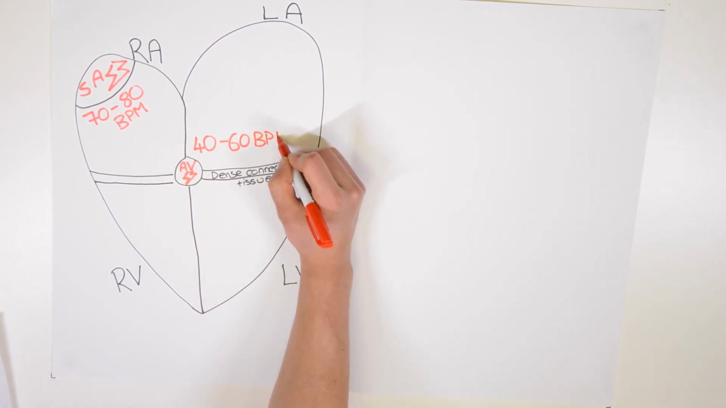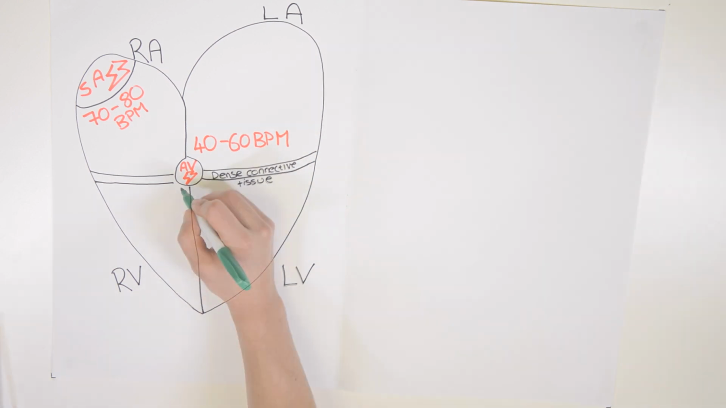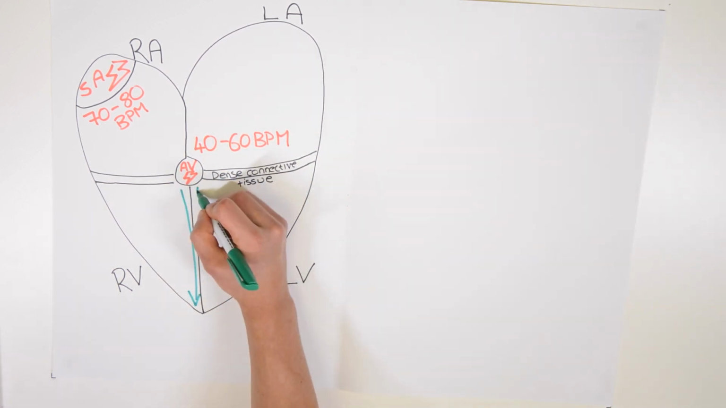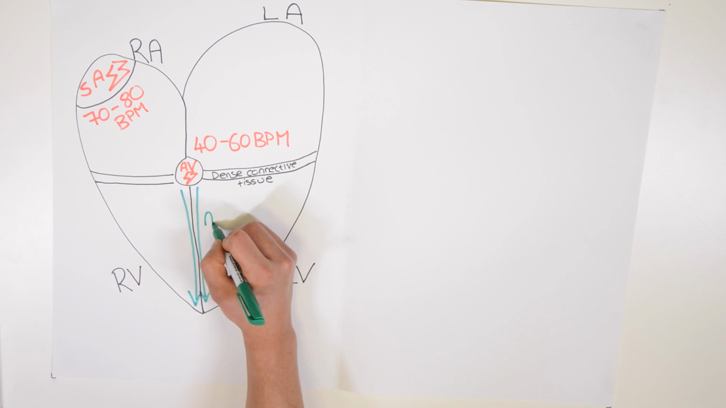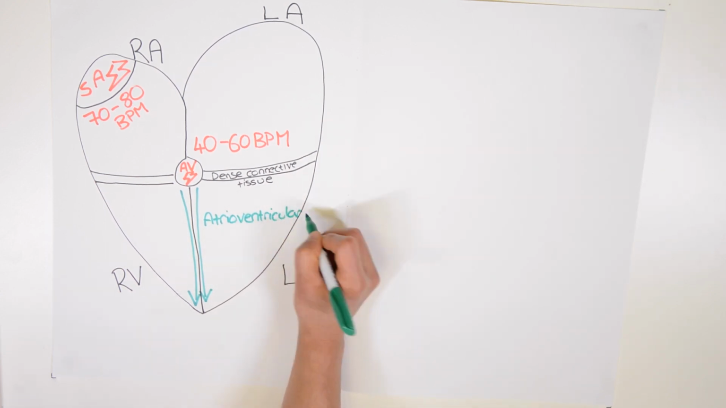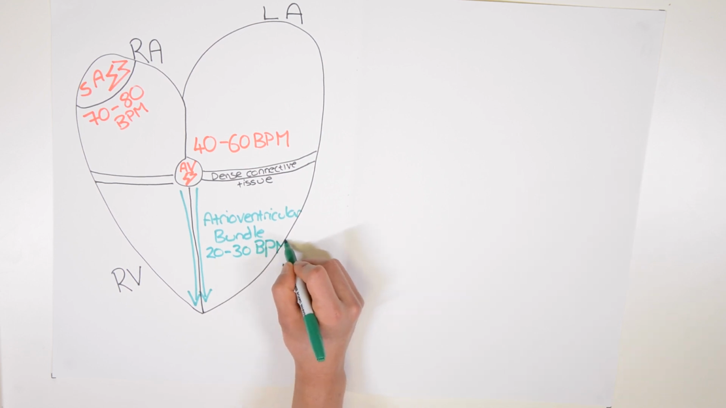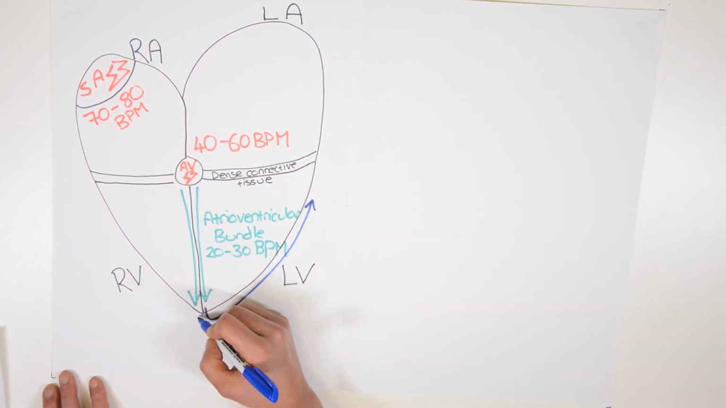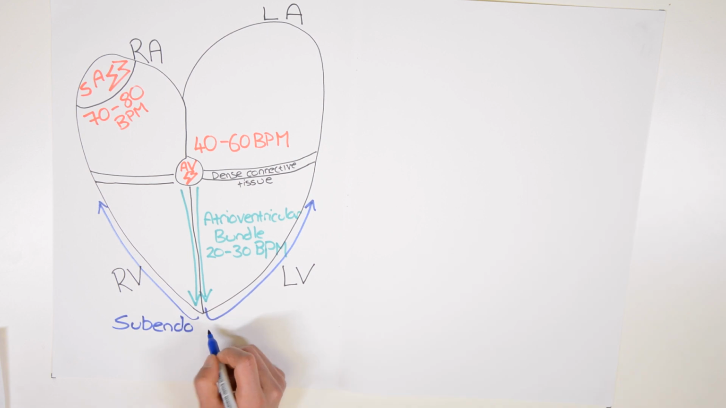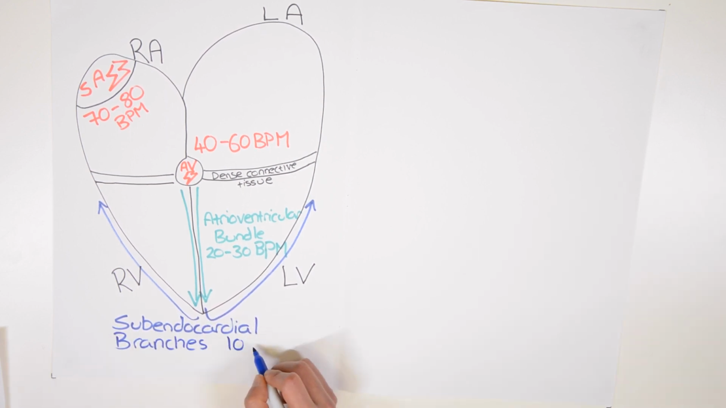Pacemaker cells in the AV node, or the atrioventricular node, sit at around 40 to 60 beats per minute. Cells in the atrioventricular bundle, otherwise known as the bundle of His, can work at around 20 to 30 beats per minute. And cells dotted around the subendocardial branches, also called the Purkinje fibers, can generate a heart rate of around 10 to 20 beats per minute.